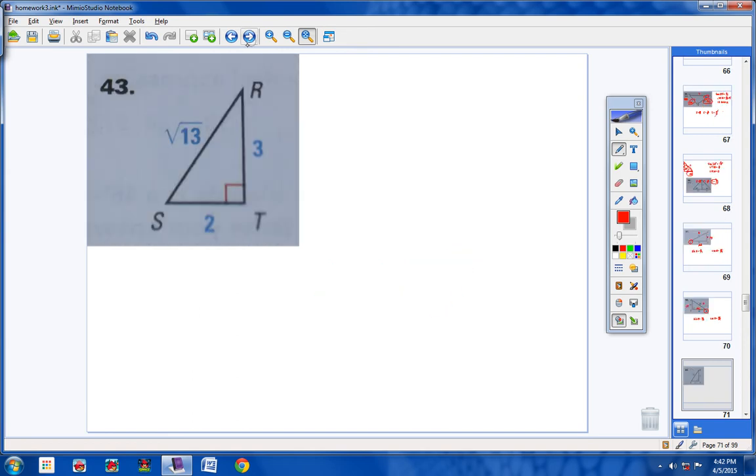Alright, number 43. We're dealing with angle r, so circle r, go straight across. This is your opposite. Here's 90, go straight across. This is your hypotenuse. And this side here would be your adjacent.